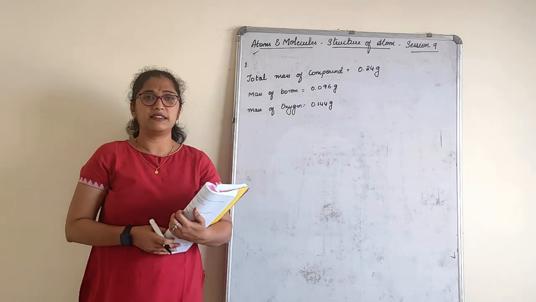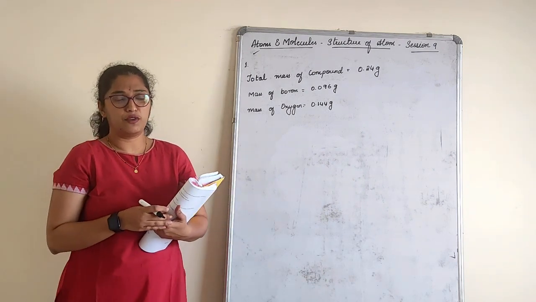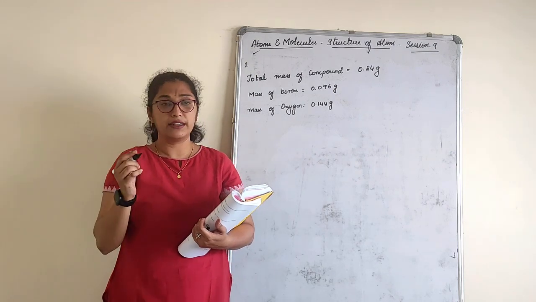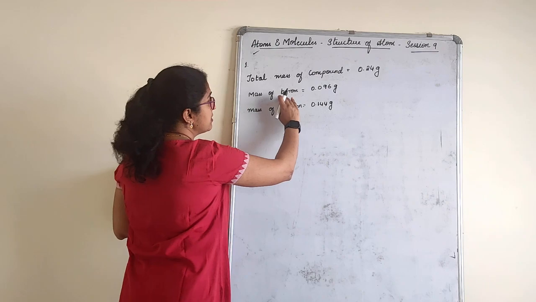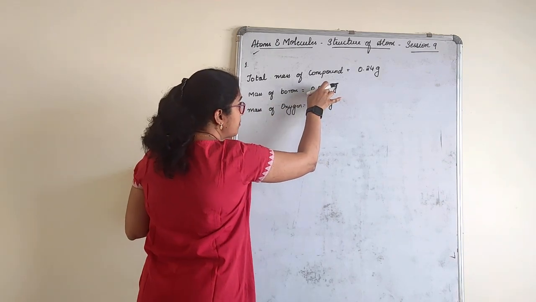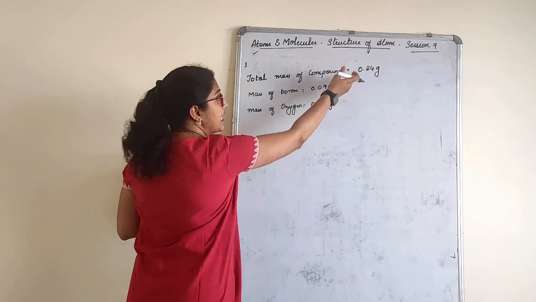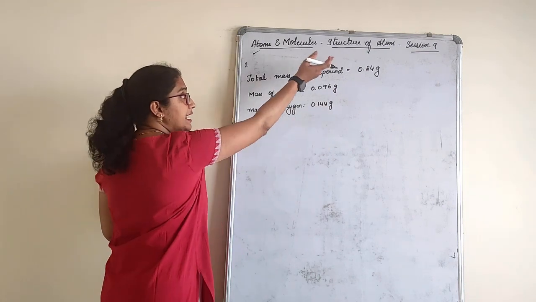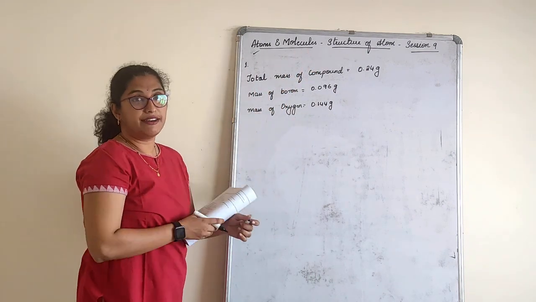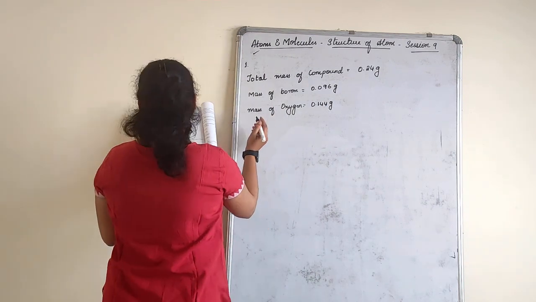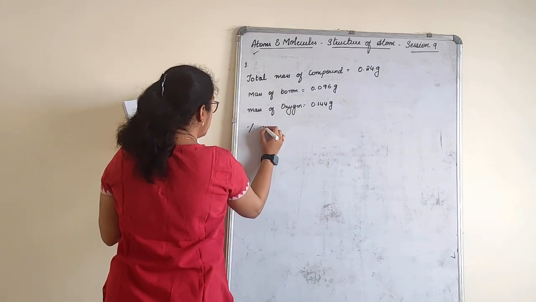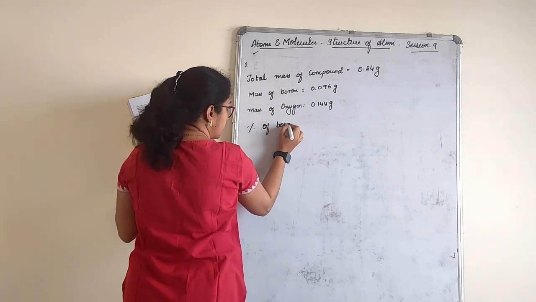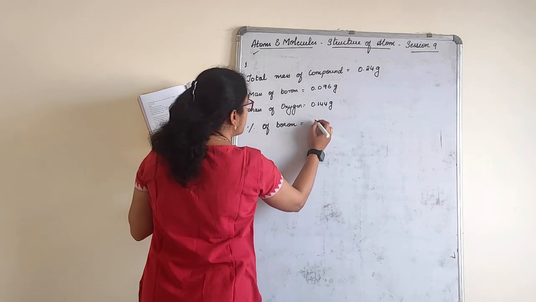Now, how do we find percentage, children? Your marks percentage: if I have to find mathematics marks, it is mathematics marks divided by total marks into 100. So how do I find the mass percentage of boron? Boron mass divided by total mass into 100. Oxygen mass divided by total mass into 100. Very simple.